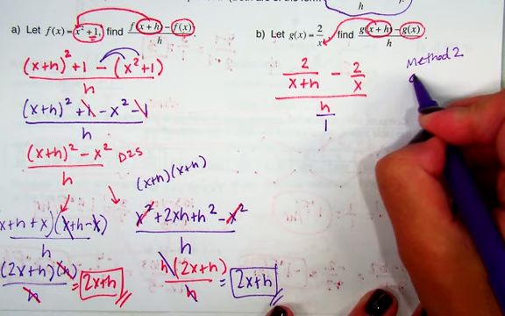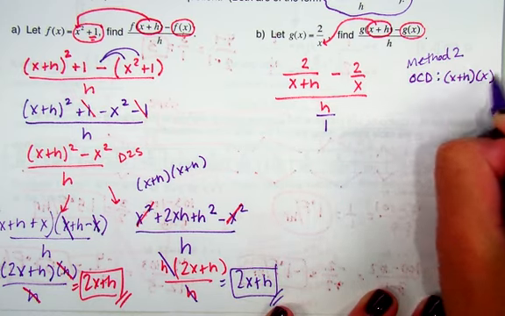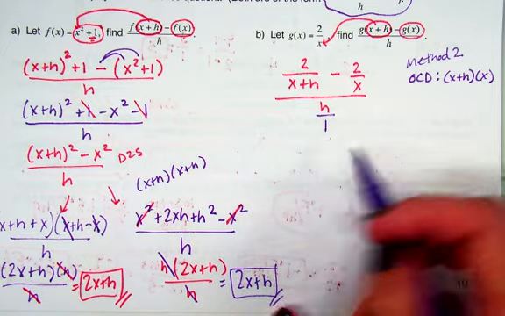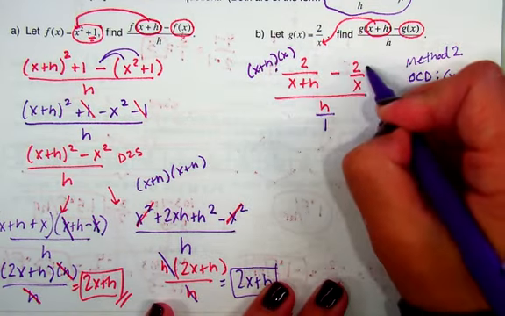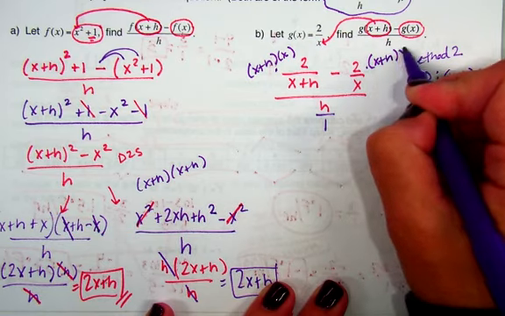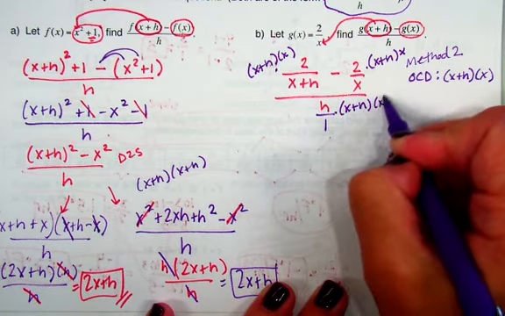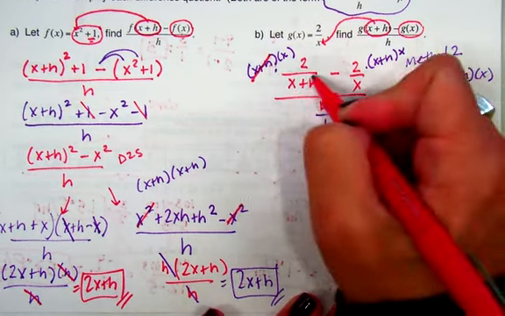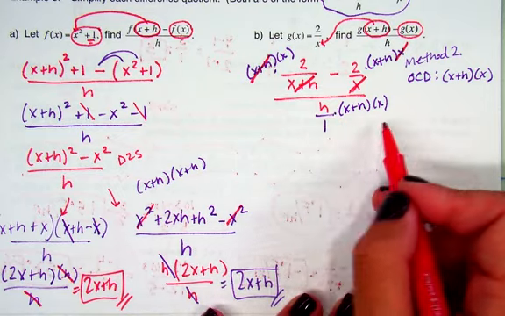So I'm going to multiply everything by the LCD, which in this case is just x plus h times x. Both of those two. Down here it's just a 1. And I have to multiply everything, every single term, by that common denominator. Okay. And stuff should cancel. So gone, gone, gone, gone. Down here nothing cancels and that's okay.